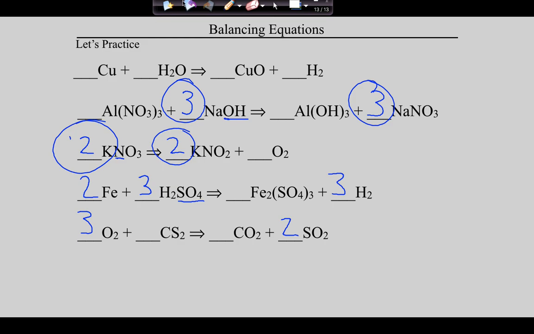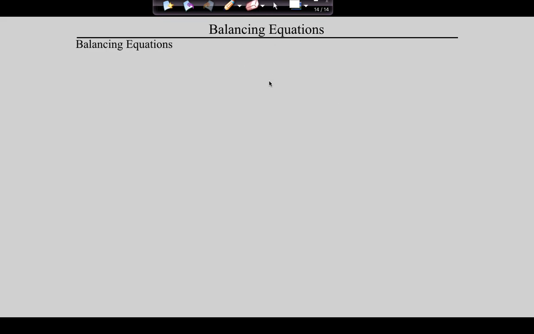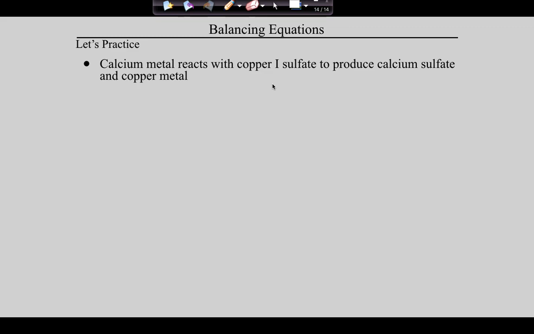I offer for your consideration this. You'll notice this should be at the bottom of, yeah. It is a description of a chemical process. Calcium metal reacts with copper 1 sulfate to produce calcium sulfate and copper metal. Guys, our challenge is to write and balance the equation that represents the process being described.